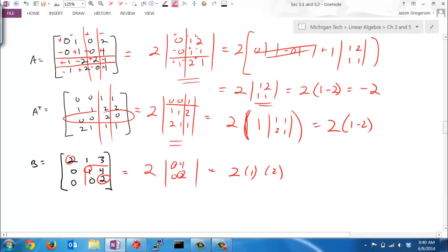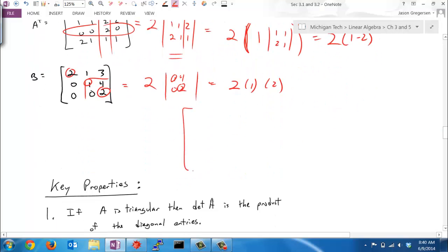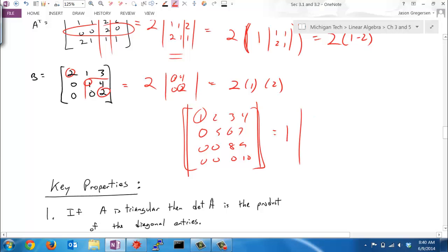Now what if I had a bigger matrix? 1, 2, 3, 4, 0, 5, 6, 7, 0, 0, 8, 9, 0, 0, 0, 10. If I wanted to calculate that determinant, it would be 1 times a subdeterminant. 5, 6, 7, 0, 8, 9, 0, 0, 10. But I just did a 3 by 3 that had zeros below the diagonal. And it turned out the determinant was just this product.